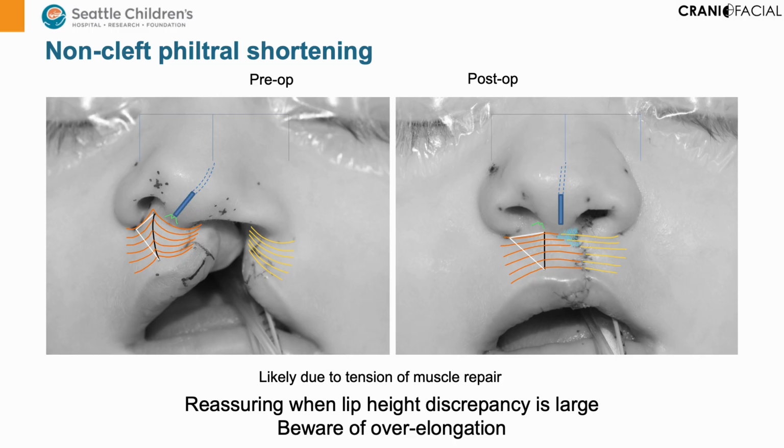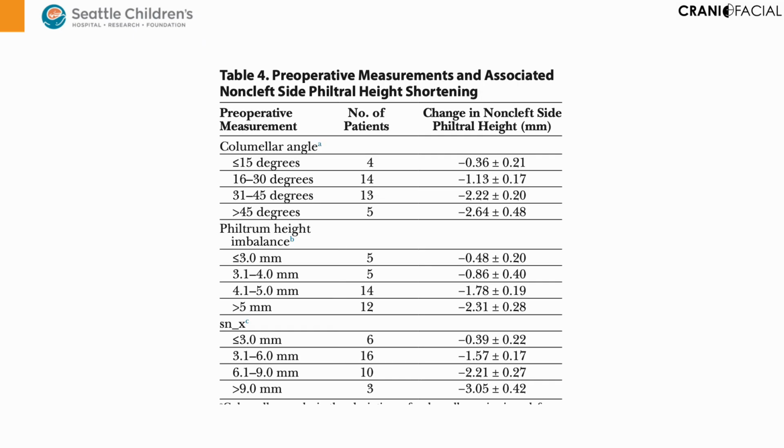As for the non-cleft filtral height, it shortens through surgery, and it's likely due to tension of the muscle repair. And so this is somewhat reassuring when the lip height discrepancy is large, but it also issues us a warning that we need to be careful of over-elongation if we are using the non-cleft side as a template. And so these days I go back to this table generated from that study where there are some pre-surgical measures that can predict how much the non-cleft side filtral height shortens through surgery.